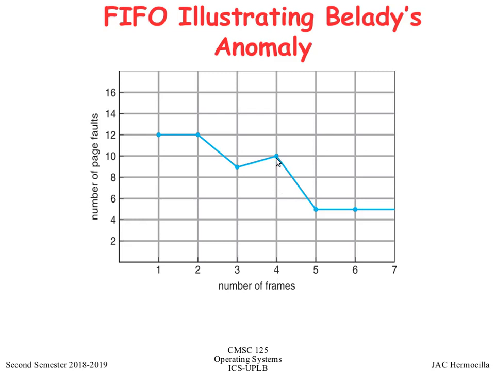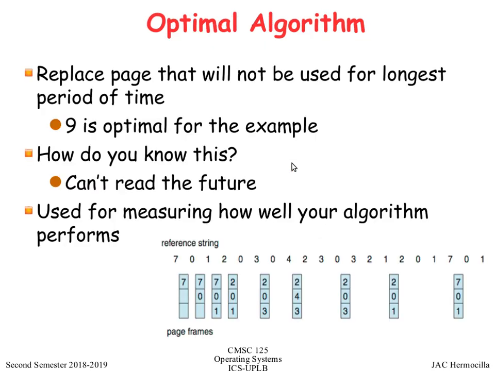The number of page faults suddenly increased. So that's the problem. So the optimal algorithm is to replace the page that will not be used for the longest period of time. Okay, so the main difficulty of this is you have to be able to look into the future, to determine which of the pages will not be used for the longest.